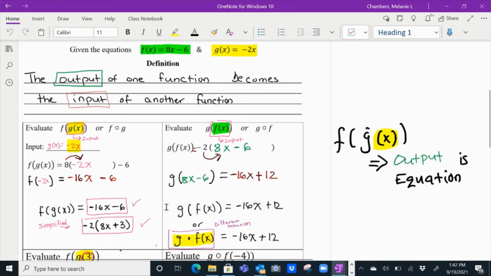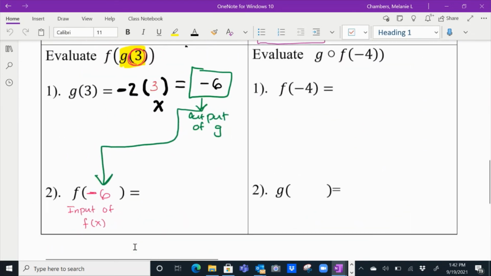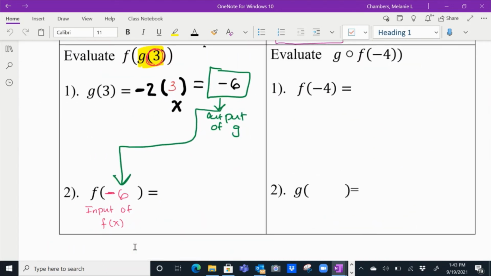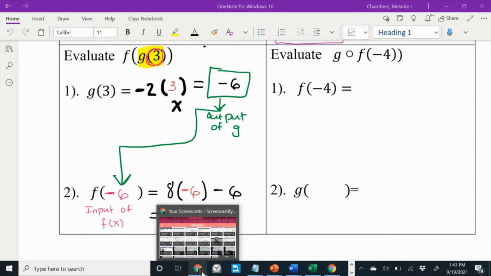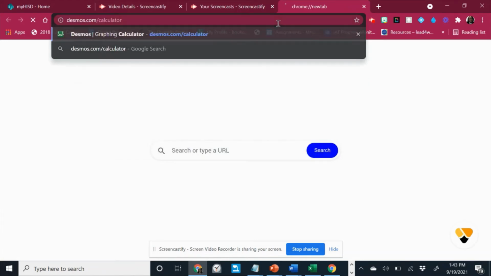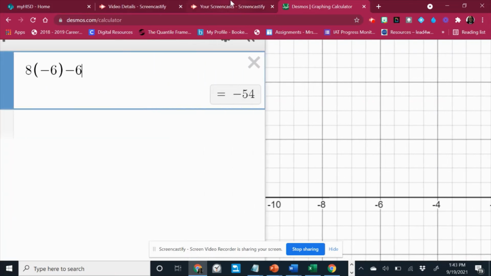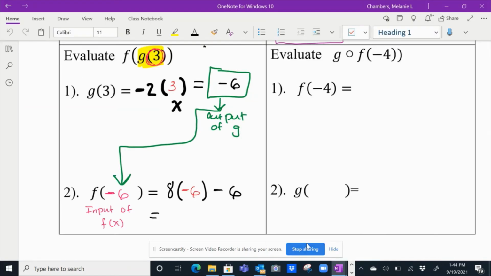So let's evaluate our f equation. I'm going up and see that f is 8x minus 6. So instead of x, I'm going to substitute negative 6 and evaluate it here. And I'm going to use my Desmos calculator to evaluate this because mental math is not my strong suit. So I'm going to go to the internet, open up a new tab, and type in desmos.com/calculator. And what I love about the Desmos calculator is you can type your equation in just like you see it. You don't have to simplify it, and it'll give you the right answer.